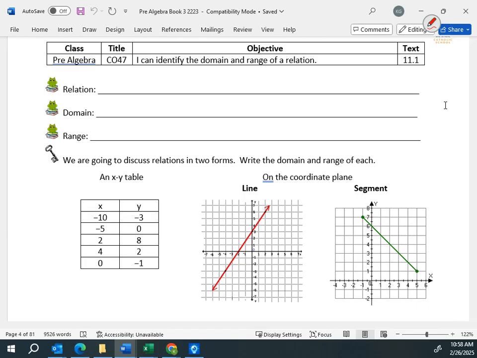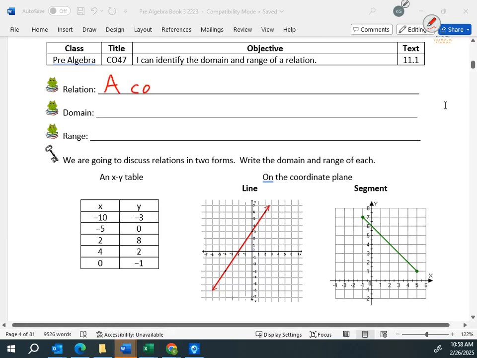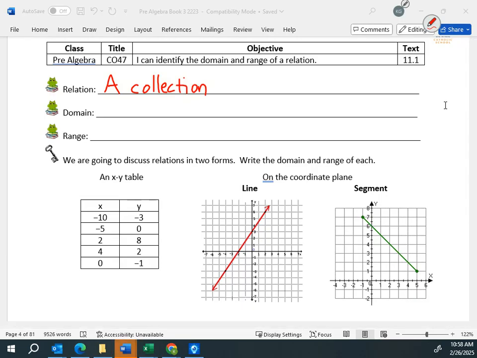The relation is a collection of ordered pairs. And that can be seen in a table or in a graph. So that collection of those ordered pairs will be in a function table or it's going to be in a graph. And I'm going to show you what that means.